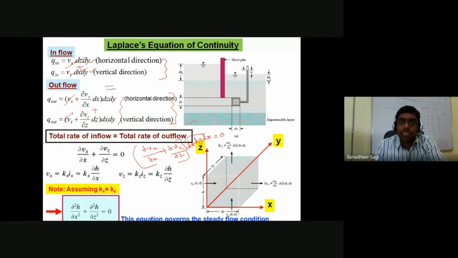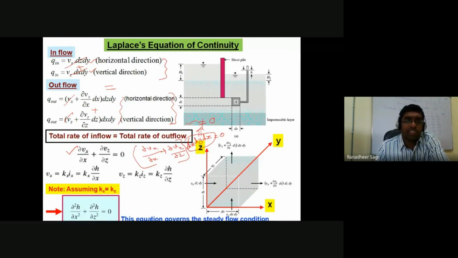As this product cannot be 0, what has to be 0 ultimately is dou vx by dou x plus dou vz by dou z, which has to be equal to 0. That is what we have represented here. So dou vx by dou x plus dou vz by dou z equal to 0 is what we are trying to get from this continuity equation.